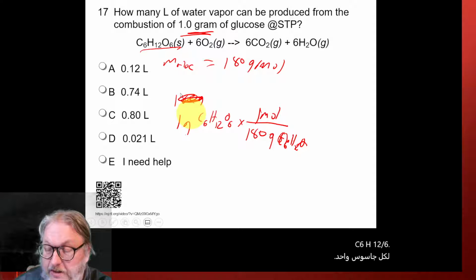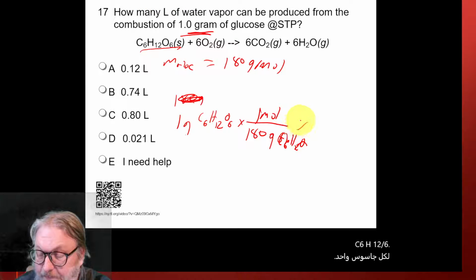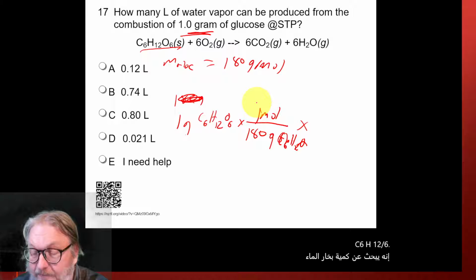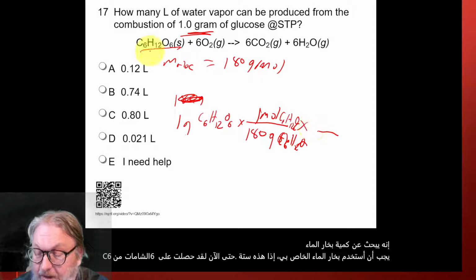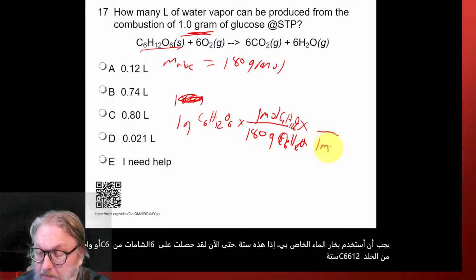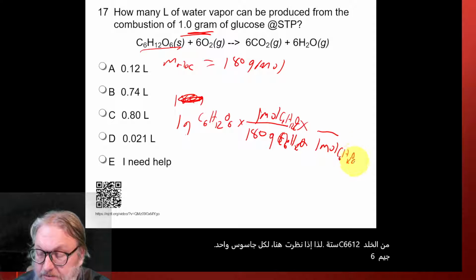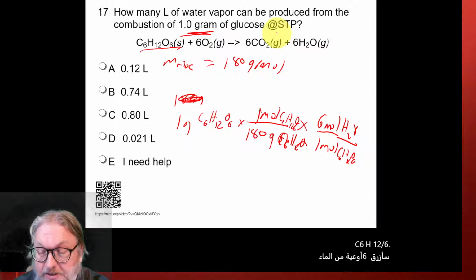It's looking for the amount of water vapor. Well, I've got to use my water vapor, so that's 6. So for every 1 mole of C6H12O6, I'm going to produce 6 moles of water. And that's what they asked, right?